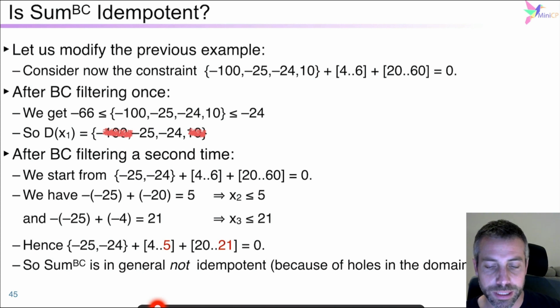It's not idempotent because we have holes, we have gaps in the domains of x1. And so when you have gaps in the domains, you should always call the same filtering for the sum constraint a second time, the same bound consistent filtering a second time. You might discover additional filtering in that case.